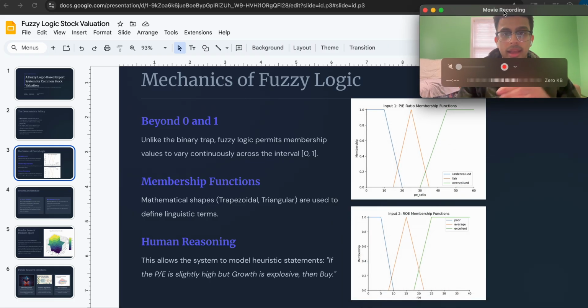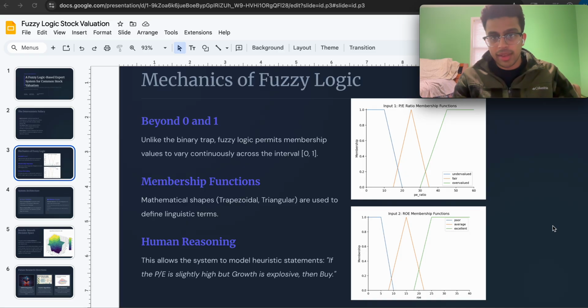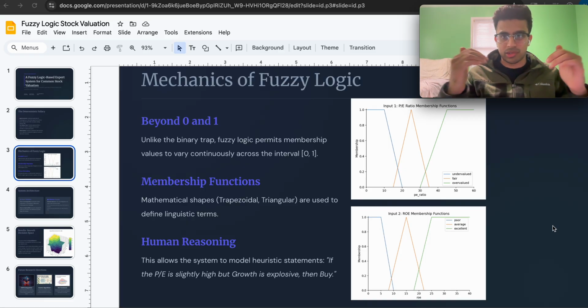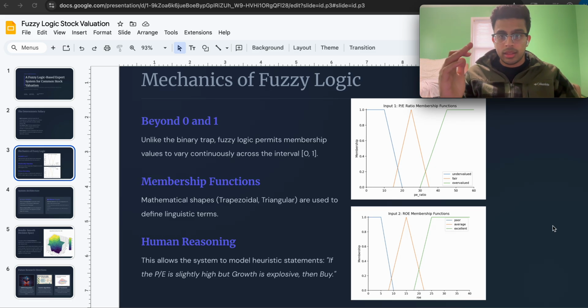I want to get into how we went about the fuzzy logic. Again, this isn't binary. This is more than just a zero and one. As you can see here, I have two membership functions. What membership functions are for fuzzy logic is they have a mathematical shape attached to a particular financial KPI, which you see on the x-axis, and it maps it to a particular linguistic term, like you see in the chart of undervalued, fair, or overvalued.